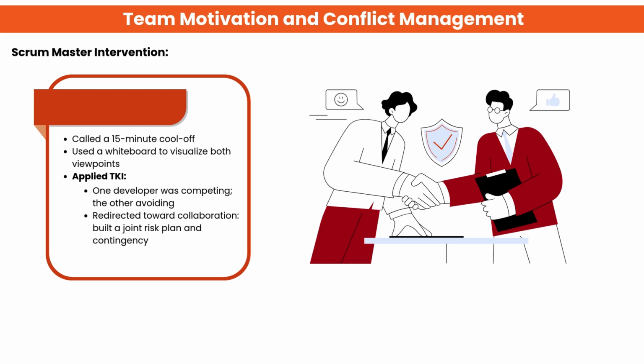This slide shows how a Scrum Master handled a conflict between two developers. First, a short cool-off break was given to reduce tension. Then both viewpoints were visualized on a whiteboard. Using the TKI model, the Scrum Master identified one person was competing and the other was avoiding. Finally, they were guided towards collaboration by creating a joint risk plan and contingency, so both sides felt heard and the team moved forward together.